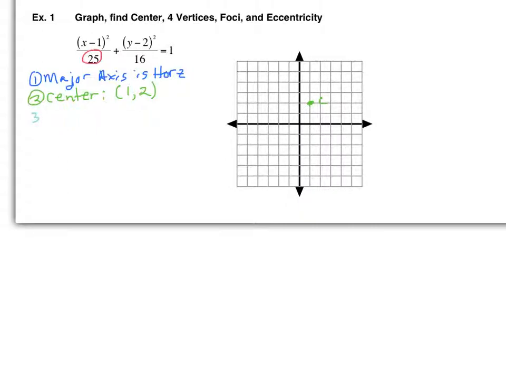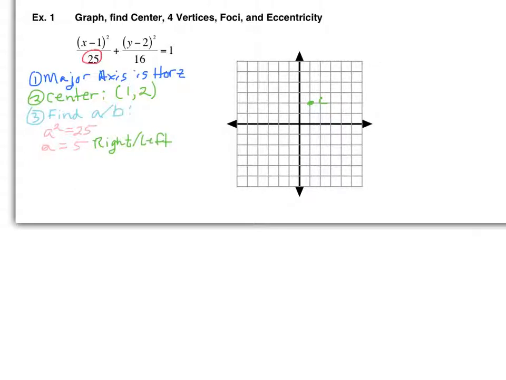And so step 3, I'm going to find A and B. Because A is going to be my major axis. So let's start with A. I know that A squared is equal to 25 from above. So what does A equal? 5. So that means that I want to go up, down, or right, left with that 5 if my major axis is horizontal. Right, left. So we're going to go right, left.